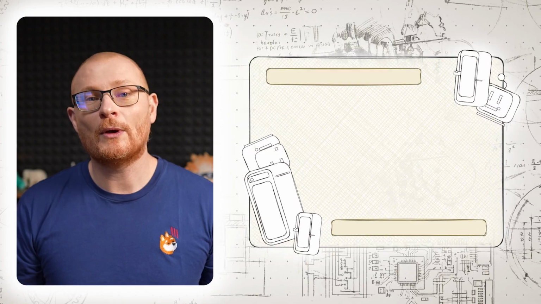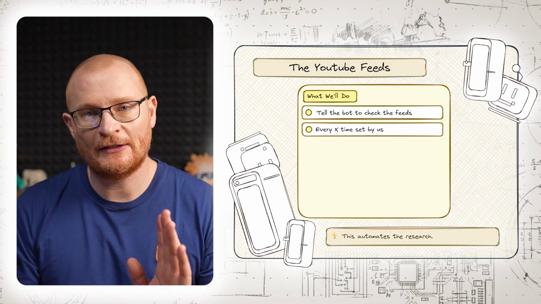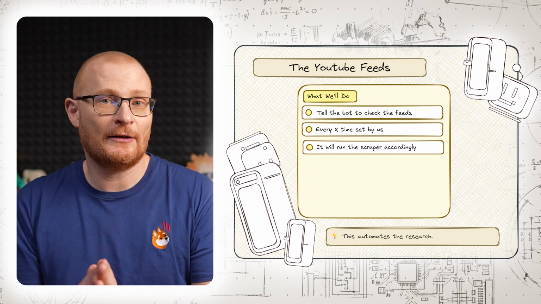And every YouTube channel has a hidden feed that updates the second a new video is posted. We will tell the agent to check these feeds once a week or once a day, whatever you want it to be set to. And then it's going to run that transcript scraper that we just set up.